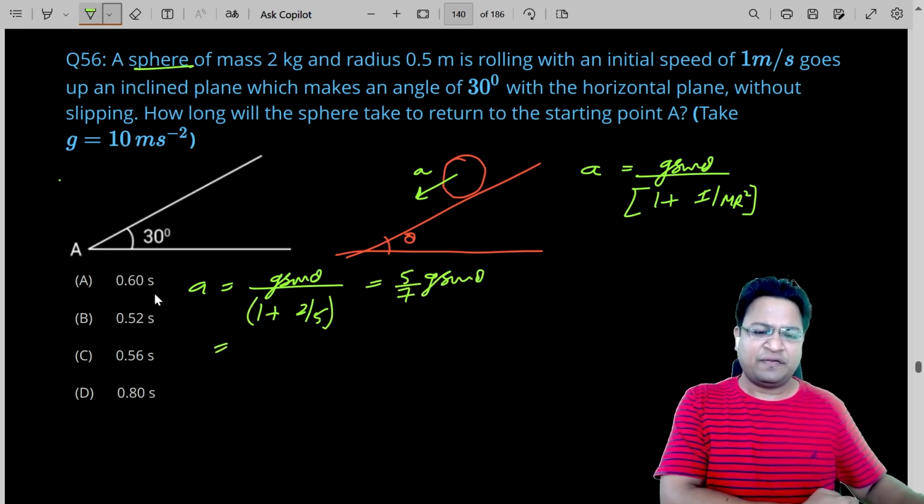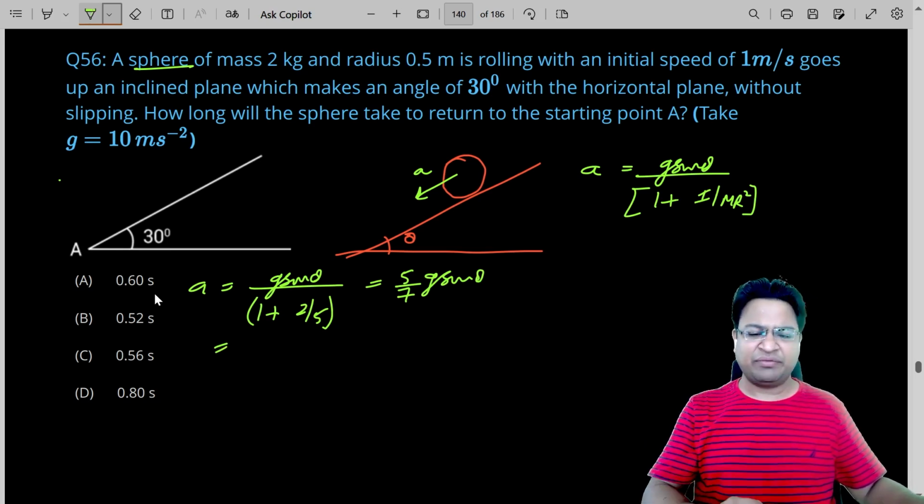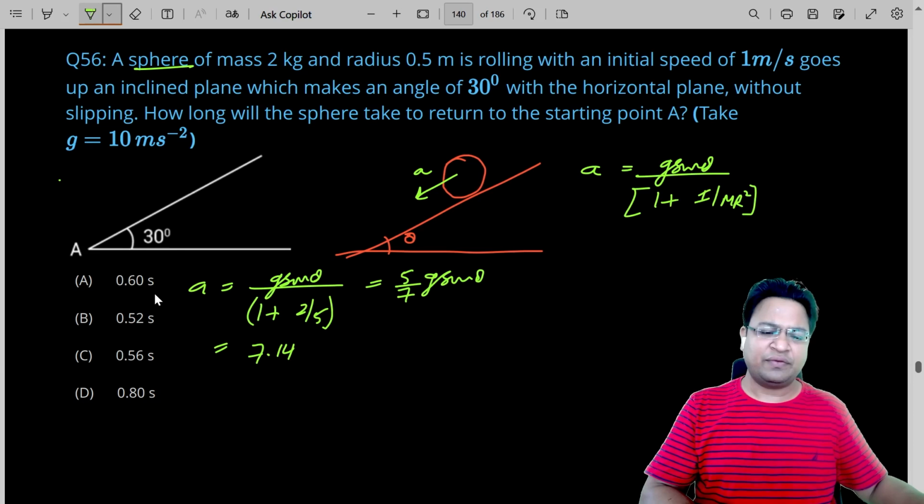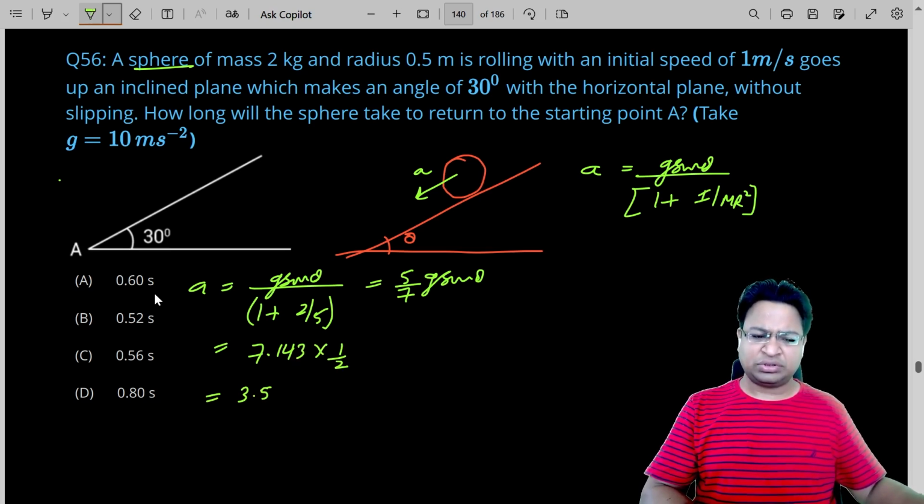All right, so 5 by 7 is nearly 5 by 7. Okay, this g is 10, so 50 by 7, that would become 7.14 around. And then sine theta is half, so the acceleration would be 3.57 around. Okay. Now it's a very simple question.